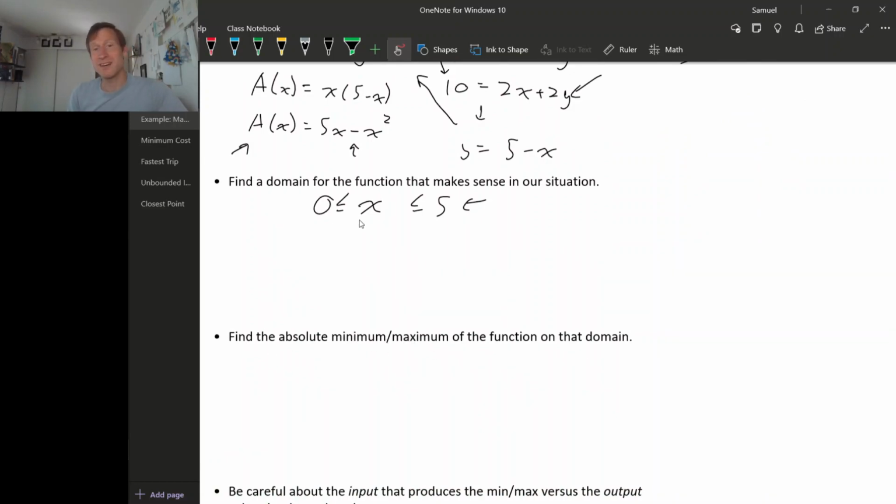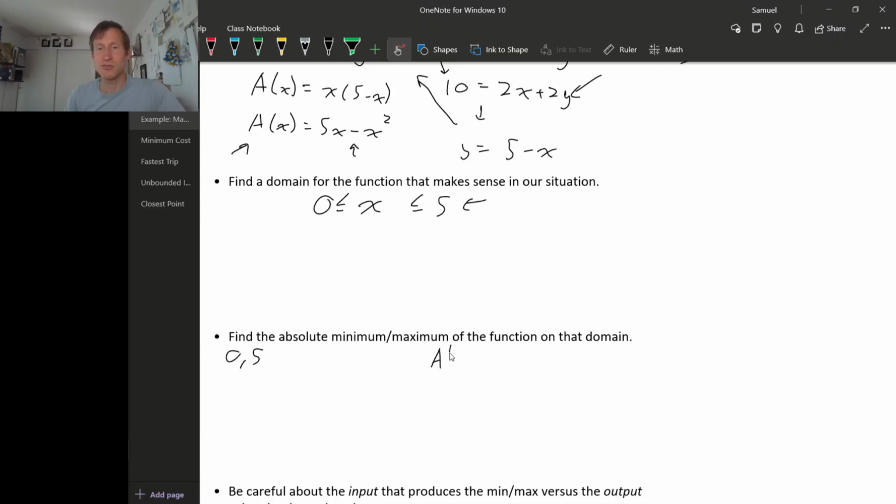So now that we know there is an absolute maximum somewhere, we can go ahead and find it. We know because of the extreme value theorem, because we have a continuous function on a closed and bounded interval, we know that the maximum happens either at an endpoint or at a critical point. So the endpoints are 0 and 5. Now let's find critical points.